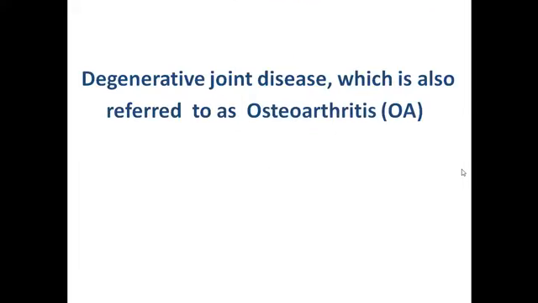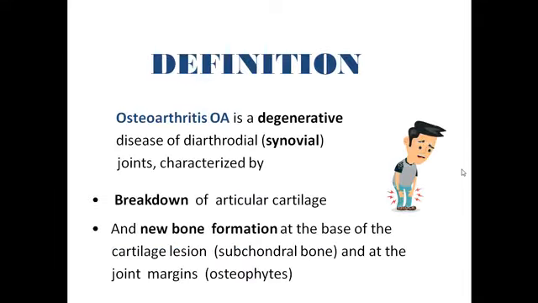Coming to what is degenerative joint disease, which is also referred to as osteoarthritis, or you can say osteoarthrosis. Now the definition. Osteoarthritis is a degenerative disease of diarthrodial, that is synovial joints, characterized by breakdown of articular cartilage and new bone formation at the base of the cartilage lesion, that is subchondral bone, and at the joint margin, which is called osteophytes.